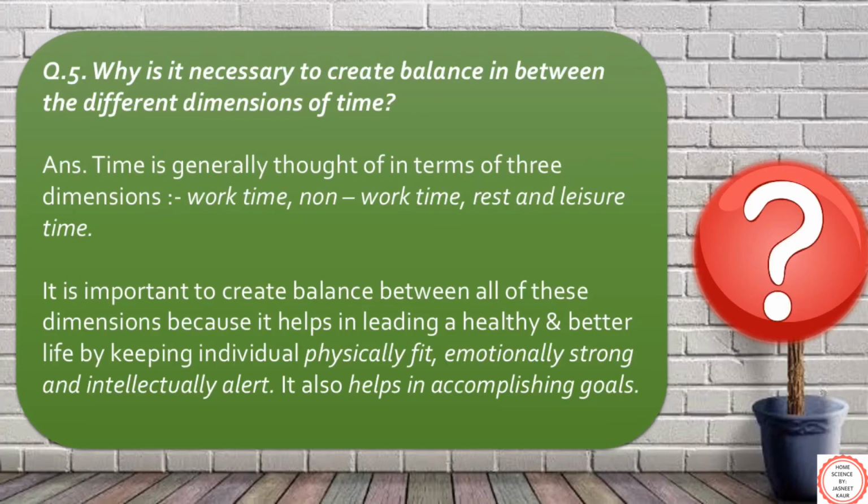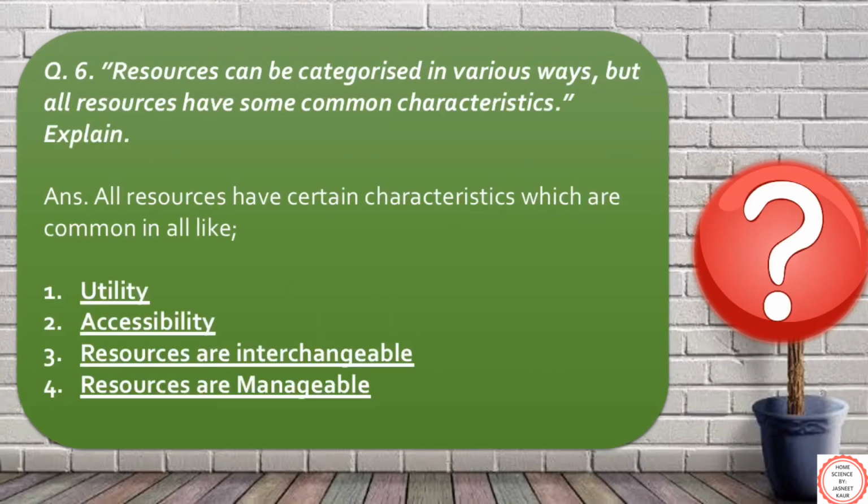Sixth question talks about the common characteristics of all the resources, which includes utility. Utility means the importance or usefulness of a resource in terms of achieving a goal. Second one is accessibility. It refers to the ability to access.